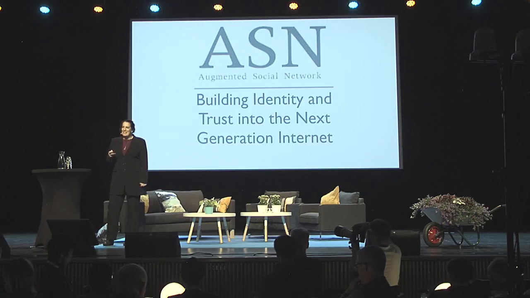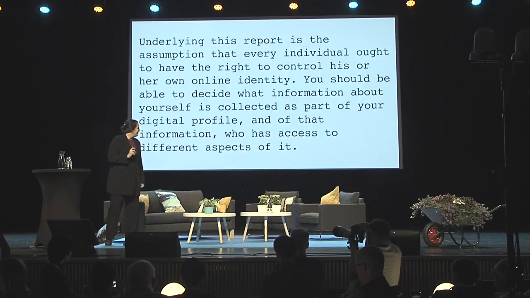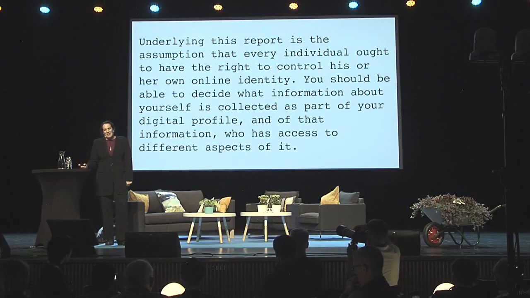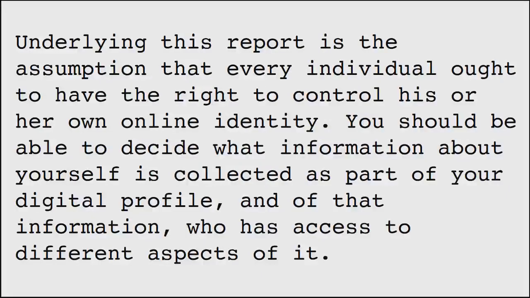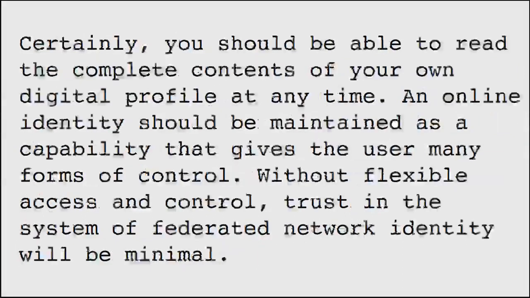And 18 months later, they wrote this paper, The Augmented Social Network: Building Identity and Trust into the Next Generation Internet. And I want to read a little bit from it. It will sound very familiar. Underlying this report is the assumption that every individual ought to have the right to control his or her own online identity. You should be able to decide what information about yourself is collected as part of your digital profile, and of that information, who has access to different aspects of it. Certainly, you should be able to read the complete contents of your own digital profile at any time. An online identity should be maintained as a capability that gives the user many forms of control. Without flexible access and control, trust in the system of federated networked identity will be minimal.